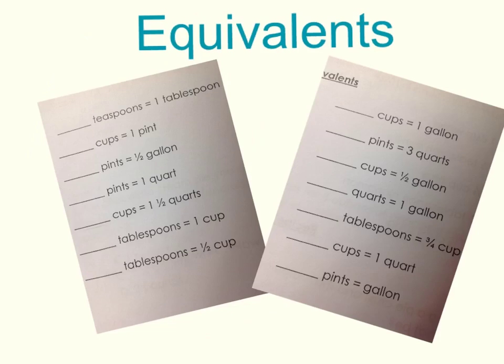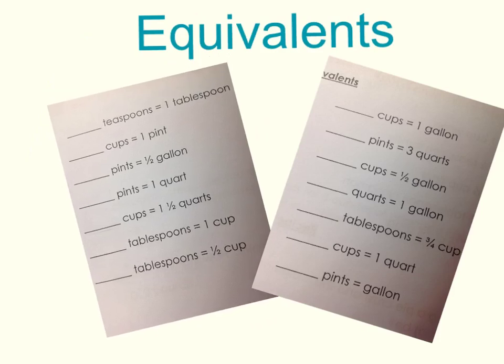Moving down our page, we have our equivalents. There are 3 teaspoons in a tablespoon. These equivalents are just things that you're going to need to know. There's no rhyme or reason. You just have to know them. We'll be taking pop quizzes throughout the quarter or semester on these, so it's a good thing to just remember.